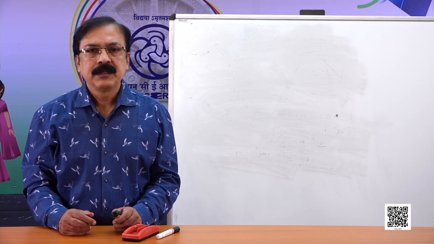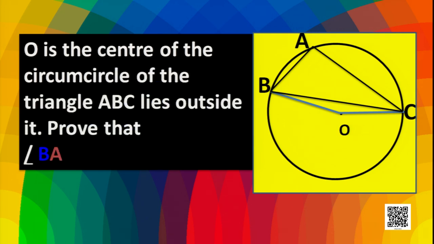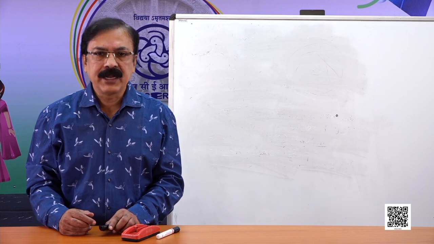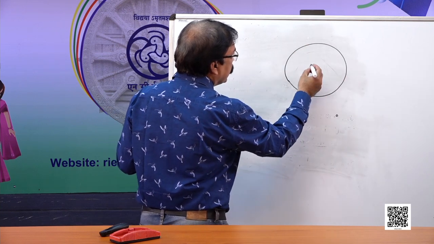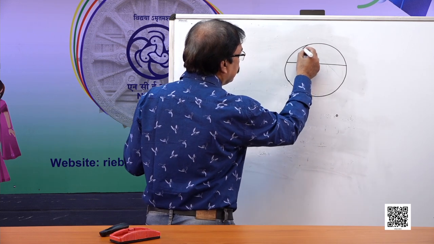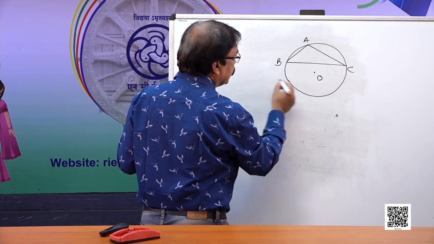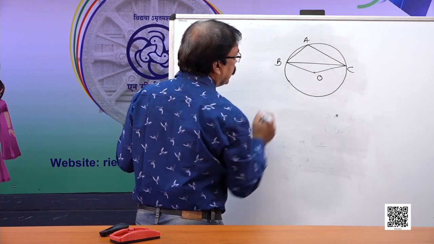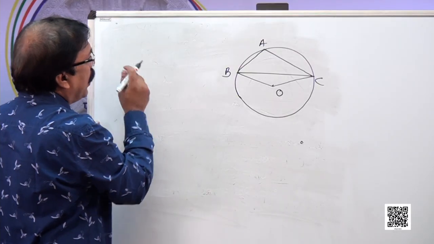Let's have another question. The question says that O is the center of the circumcircle of the triangle ABC, which lies outside it. Prove that angle BAC minus angle OBC is equal to 90 degrees. So, here the difference of angle BAC and angle OBC is 90 degrees. Here the triangle is like this, O is outside it, and BOC. Now you see, here also we will apply the same thing.